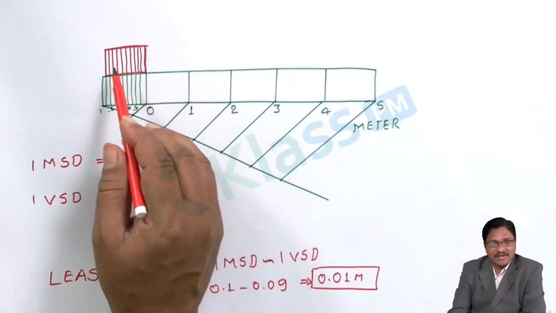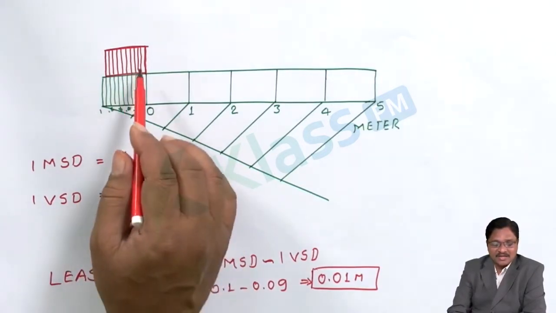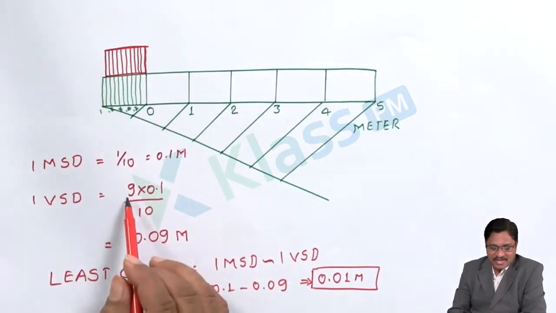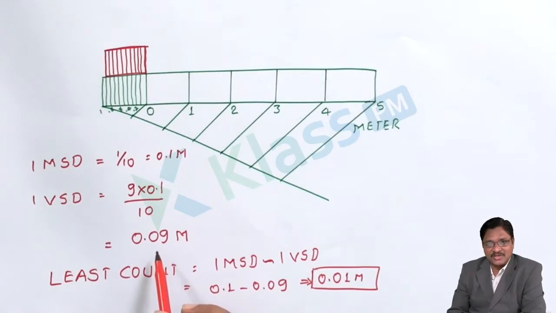Similarly, for the vernier scale, 1 division is to be calculated. VSD means vernier scale division. For that, length by number of divisions, where the length is equivalent to 9 divisions. So 9 into 0.1 divided by the number of divisions, 10, you are getting 0.09.